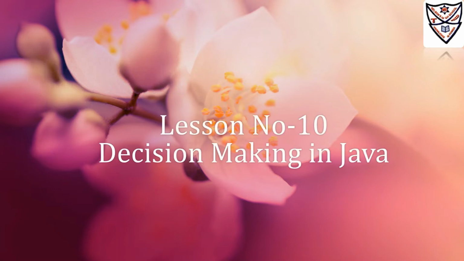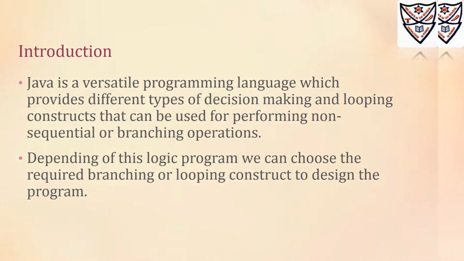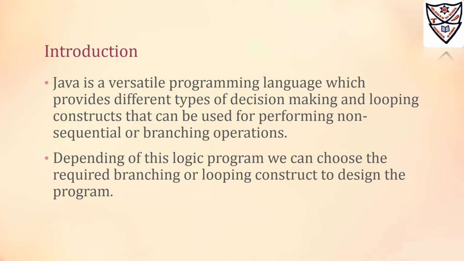Lesson number 10, Decision Making in Java. Introduction. Java is a versatile programming language which provides different types of decision making and looping constructs that can be used for performing non-sequential or branching operations. Depending on the logic of the program, we can choose the required branching or looping construct to design the program.